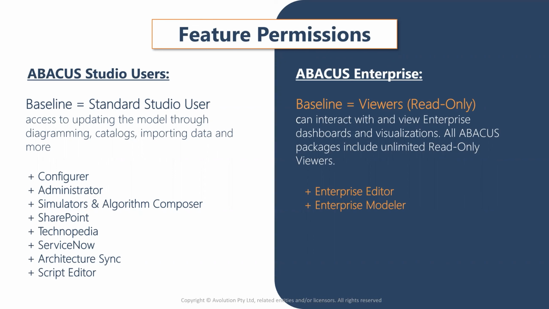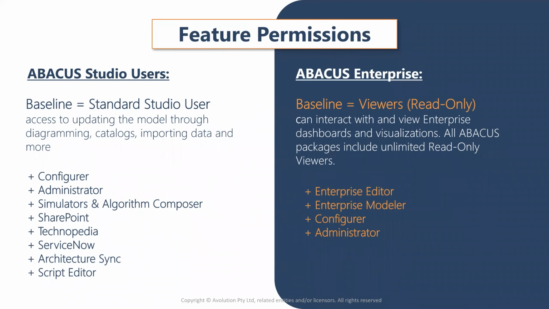Now with editor, that's where they're going to be able to edit in catalogs. Modeler, that is where they're going to be able to edit in catalogs and other places, as well as work in diagrams. And we also have configurer. Now configurer is the same as what we see with configurer for Abacus Studio users. So these are generally going to be the same people. It's actually the same feature permission that is enabled. And it just means that by enabling configurer for that user, they're going to be able to also configure dashboards in enterprise, setting up portlets and so on. And we have administrator, and that's mostly doing things like setting up SSO in enterprise. Those are the types of things that are enabled.